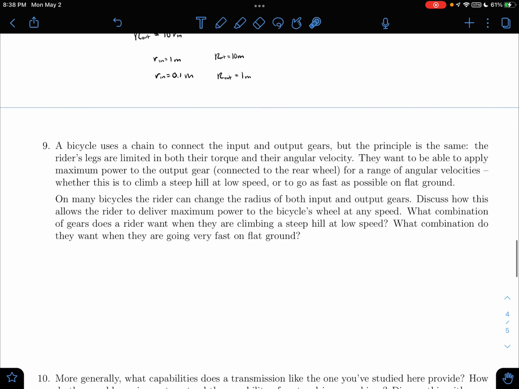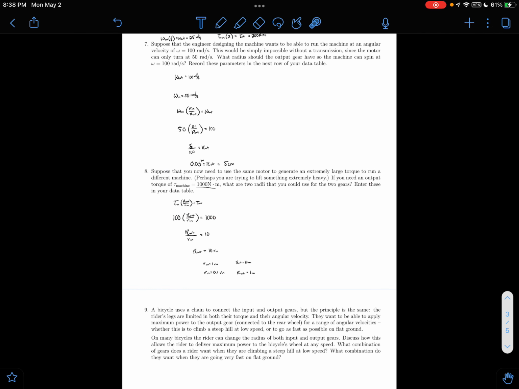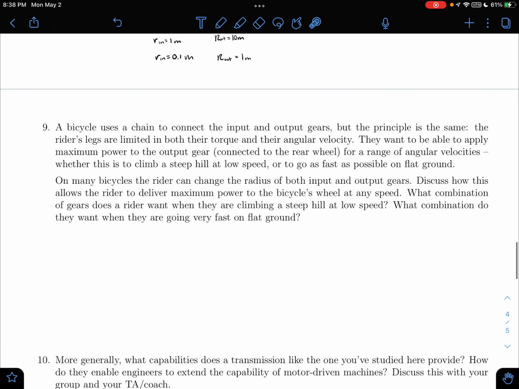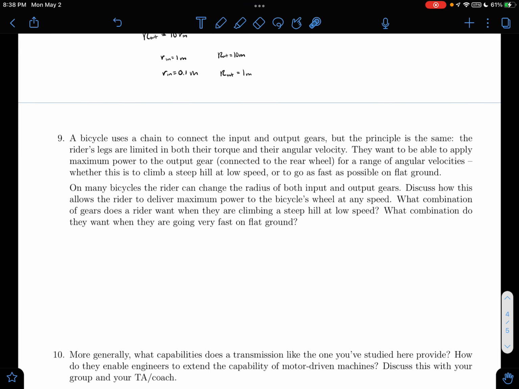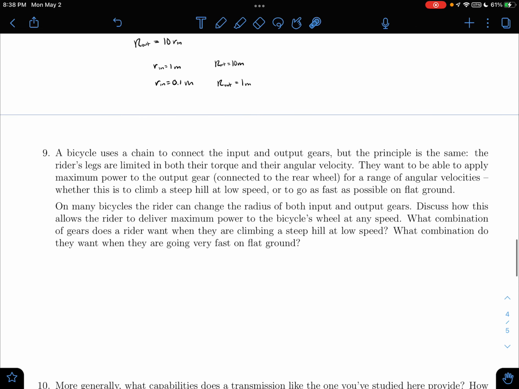So now let's start thinking about applications of this, right? We had some arbitrary motor doing some arbitrary thing to a random machine that we didn't know. But now let's think about a bike. Right? For those of us that have ridden a bike, wonderful. It uses gears and chains. It's so much fun. But we all generally know what a bike is supposed to do. So now we're applying it to things that you may have seen before.